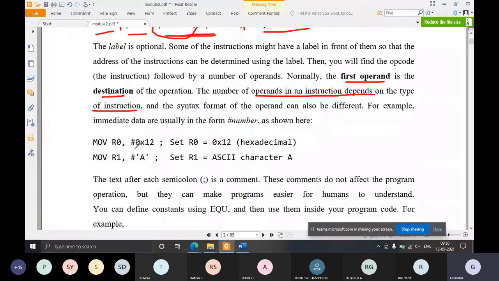MOV R0, #0x12. So you are trying to move this immediate data, which is hexadecimal data, to register R0. We know there are registers R0 to R15 in Cortex M3, and each register has a capacity of 32 bits. Now we are trying to move immediate hexadecimal data. Can anyone tell me how many bits is 0x12?